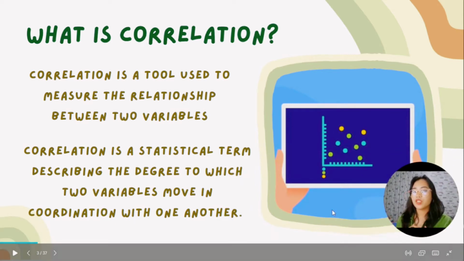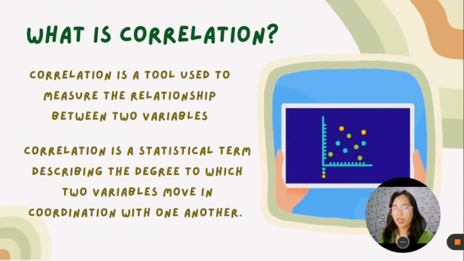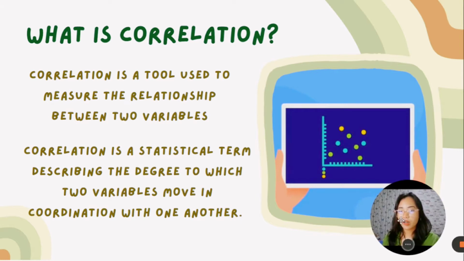First objective, which is to define correlation. So, what is correlation? Correlation is a tool used to measure the relationship between two variables. For example, we have variable x and variable y. This correlation is used as a tool to measure how they are related, or connected, with each other. How does this variable affect the other variable, and vice versa.